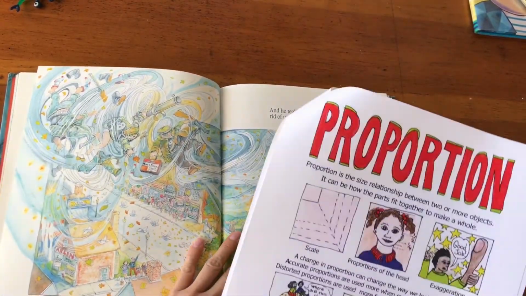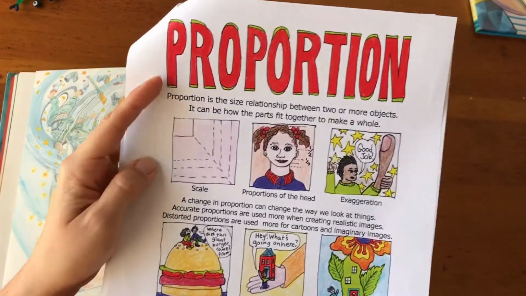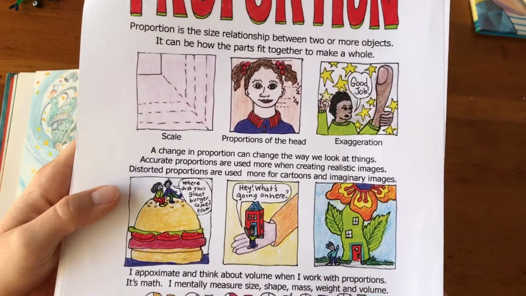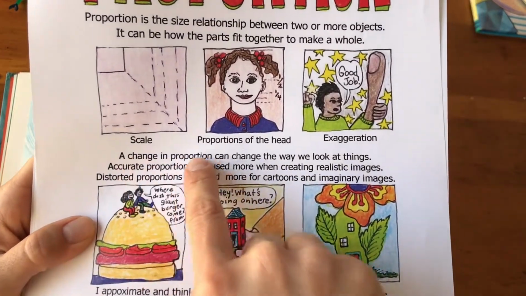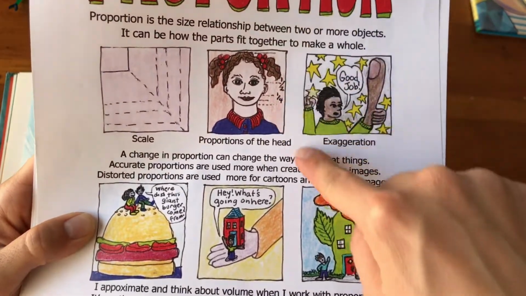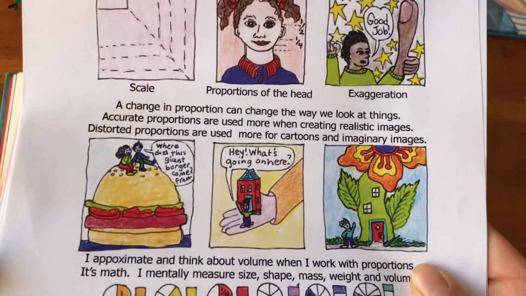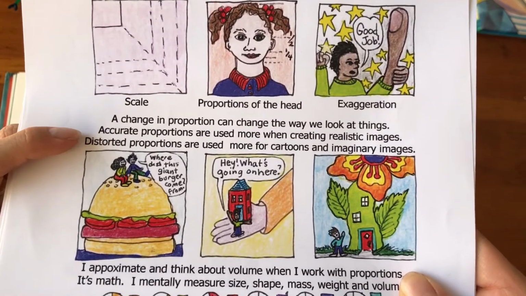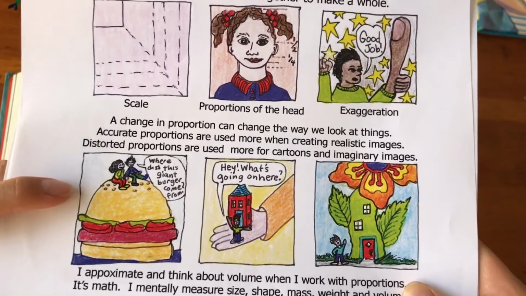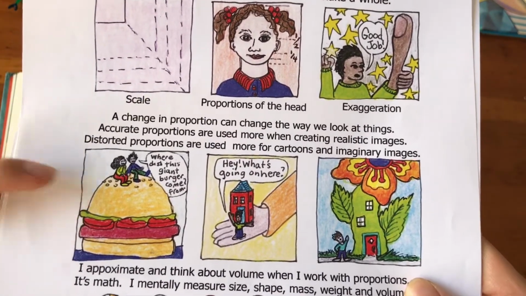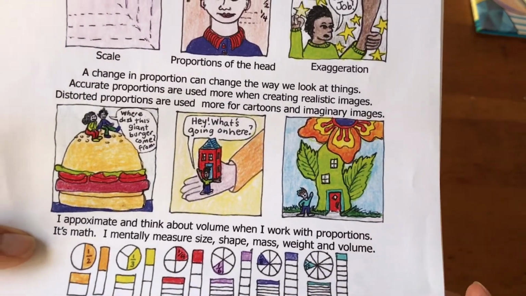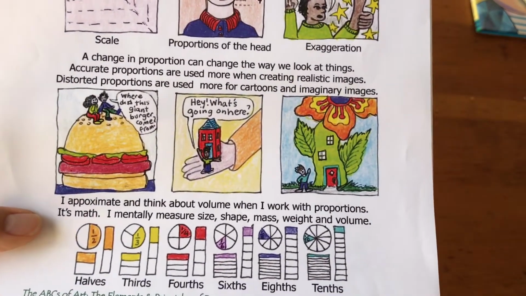Proportion. Proportion is the size relationship between two or more objects. It can be how the parts fit together to make a whole. Proportions of the head. Exaggeration. A change in proportion can change the way we look at things. Accurate proportions are used more when creating realistic images. Distorted proportions are used more for cartoons and imaginary images.